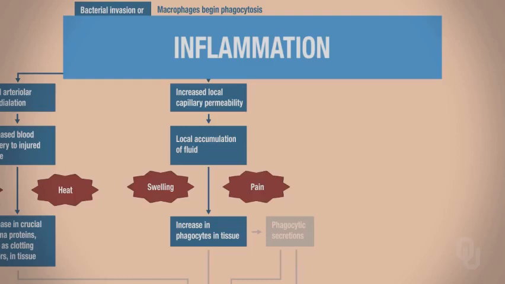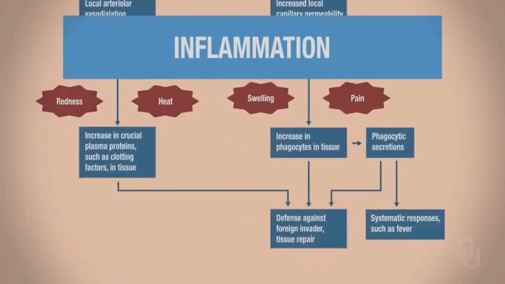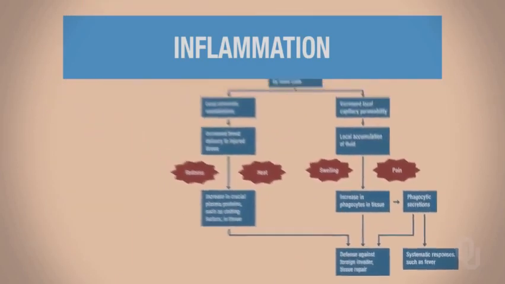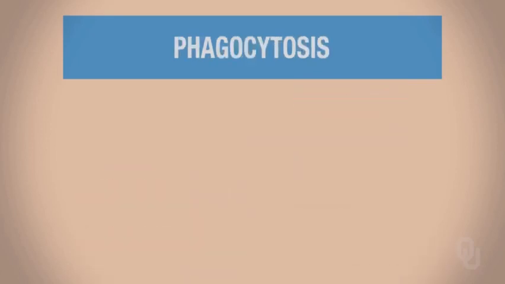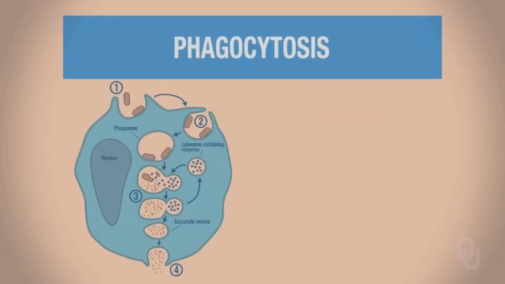If you have more phagocytes, that's going to increase their secretions, and their secretions can cause systemic responses like fever, for example. All in all, then, this is an inflammatory response, and all of the information in red here, these are all cardinal signs of inflammation. And all of these cardinal signs of inflammation are because you had changes in blood vessel function, the blood vessel vasodilated.